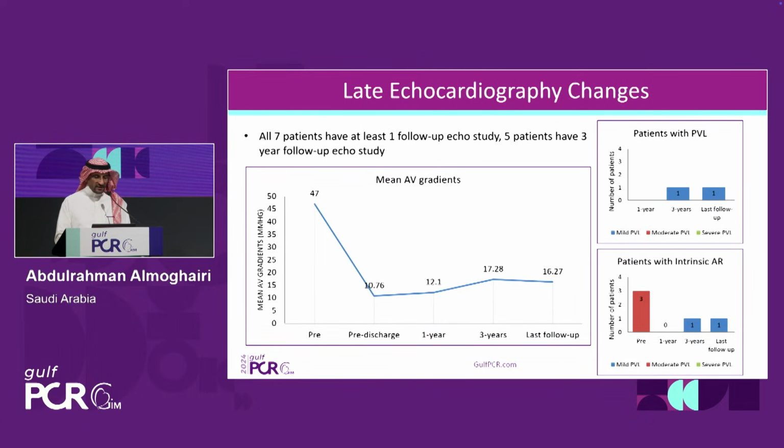So the main follow-up is the patient symptoms, the hemodynamics, and the echo findings, which show that the patient symptoms are not significant, a sustainable result. And the mean gradient remained in the range of 10 to 16 by the echo follow-up until the last echo follow-up, and the patients are still following with us with no events.